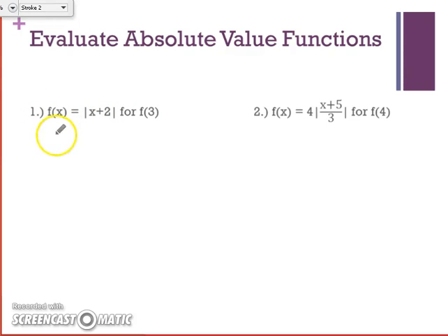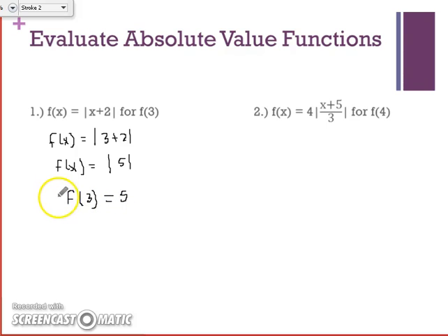This means we're going to substitute 3 into our function for x. So if I substitute in 3, we would have f of x equals the absolute value of 3 plus 2, which is the absolute value of 5. And remember, absolute value is always going to return the positive form of that number because it's returning the distance a number is from 0, and distance can't be a negative value. So the answer for f of 3 equals 5, because the absolute value of 5 is 5.